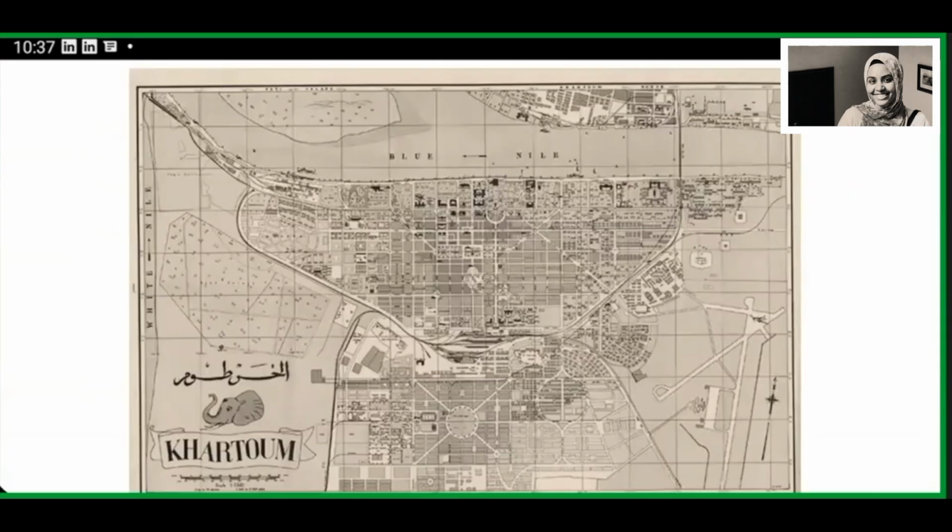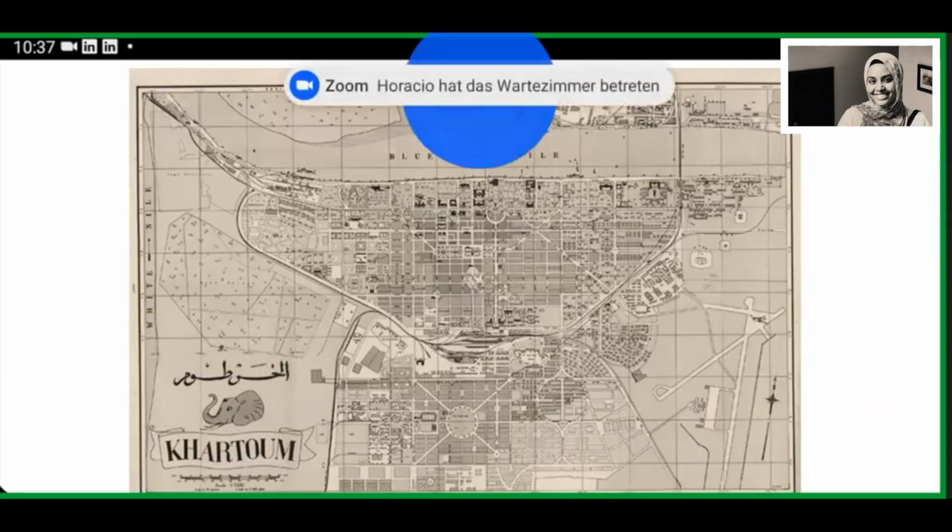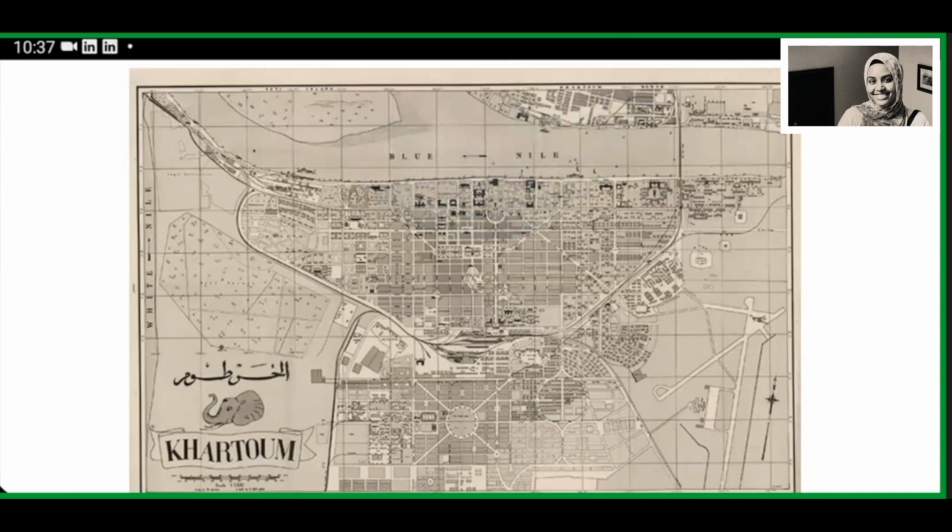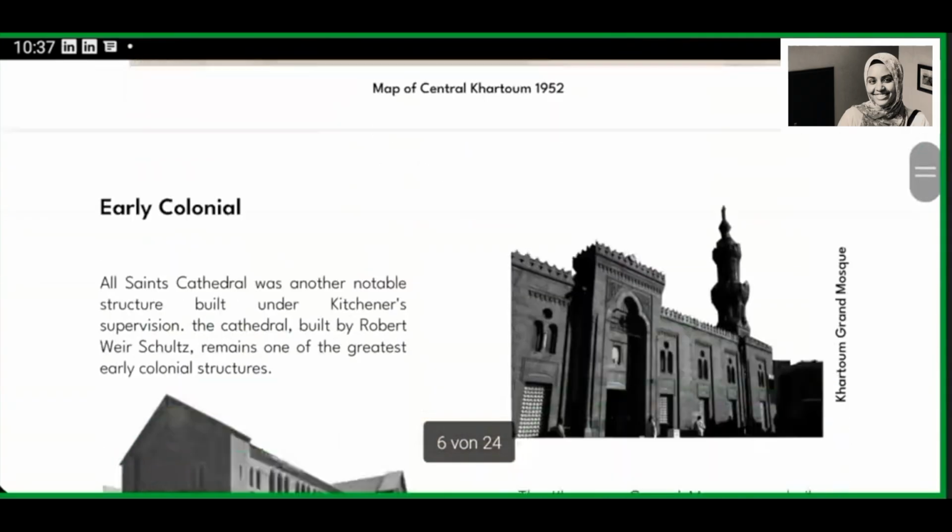And actually, the deformed triangle at the top is the actual plan that MacLean designed and was supervised by Kitchener, but the other parts are a housing extension that was later created by Sudanese architects themselves. So as I said, Kitchener was the star of this era.